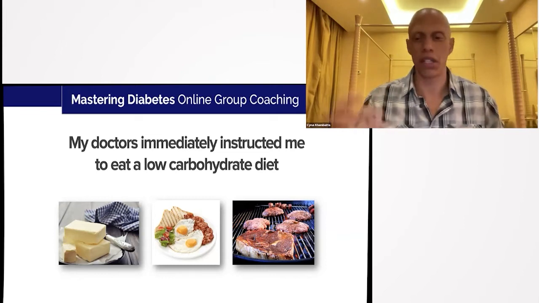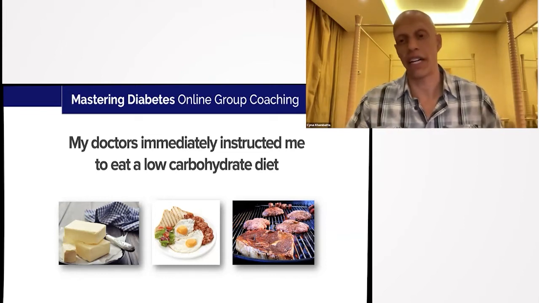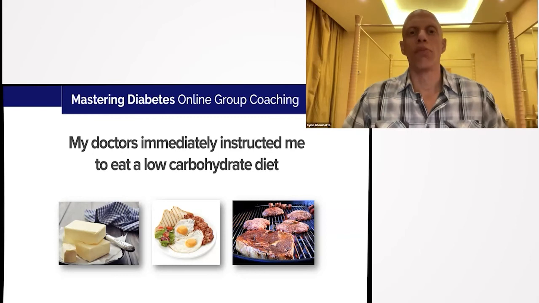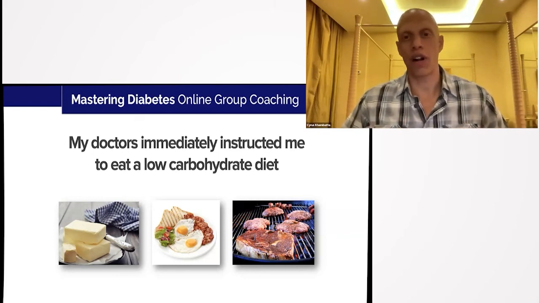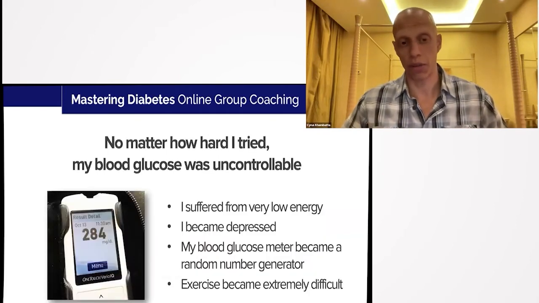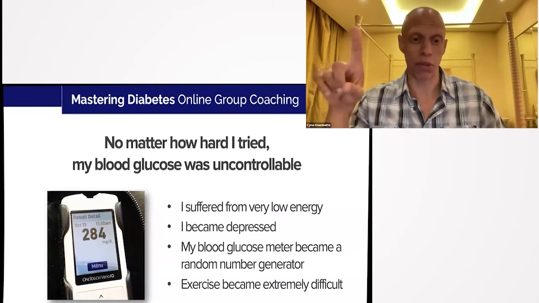I'm a 22-year-old guy. I'm an athlete. I said, okay, great. I already like eating meat. You're telling me to eat more meat. Sounds like a pretty reasonable prescription. Fine, I'll do it. But the problem was that no matter how hard I tried to follow their prescription and avoid carbohydrate rich foods and eat protein and fat rich foods, my blood glucose became very uncontrollable, to the point where it was extremely frustrating.